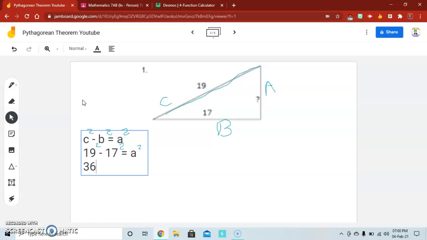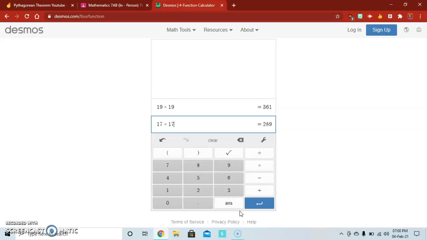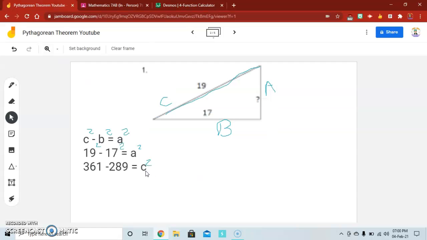So we're going to start, obviously, with the larger number. So it's going to be 361 minus 289 equals c squared. These numbers don't have squared because they already have been calculated. So you're going to subtract them, either by hand. So 361 minus 289 is equal to 72. So you're going to type in 72 is equal to c squared.